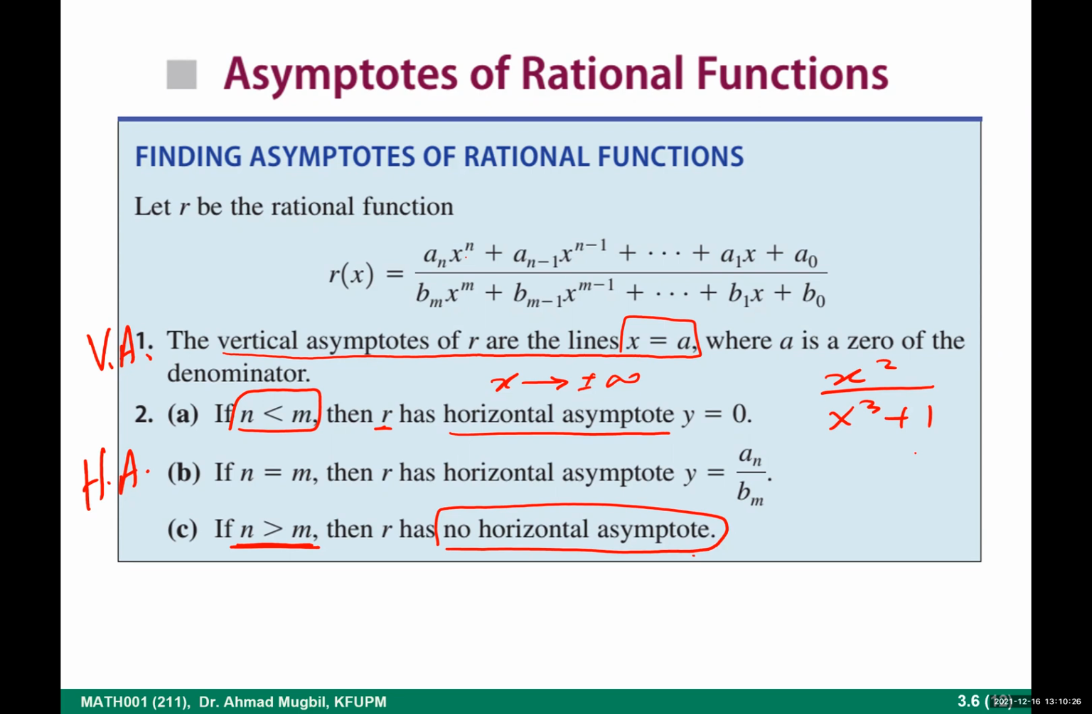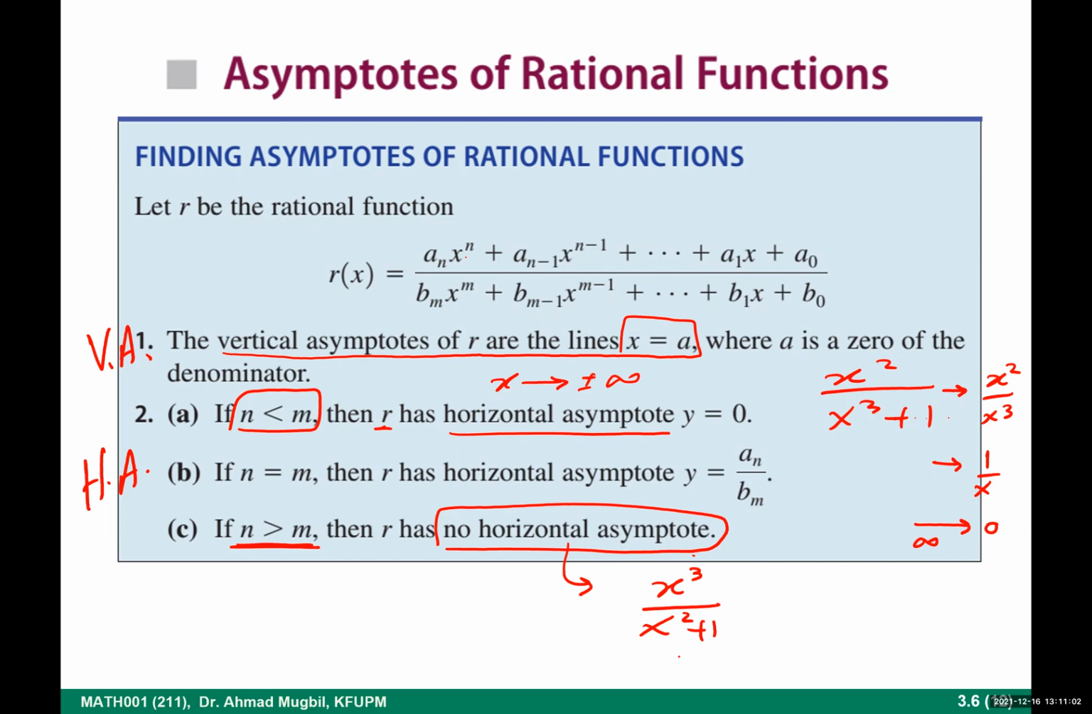This will behave like x squared over x to the power 3. The effect of the 1 here will be almost 0, since infinity plus 1 is infinity. So this will be similar to 1 over x, and of course, when x goes to infinity, it will be 0. This is why we will have y equals 0 always, because it is a limit. Now, for this case, it is the opposite one. When you have x to the power 3, for example, over x squared plus 1.